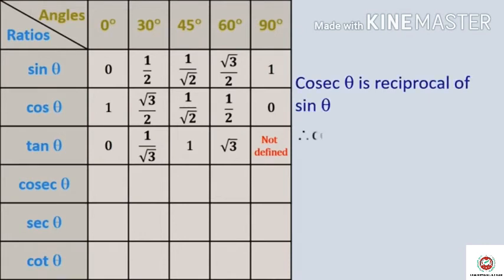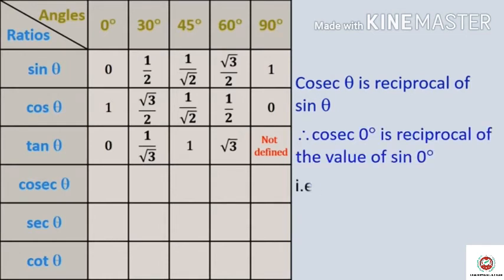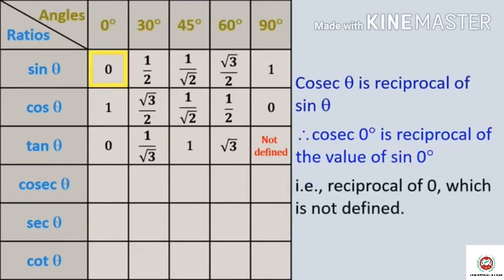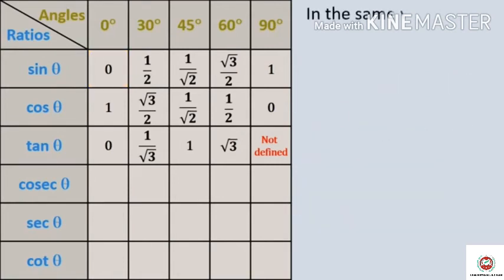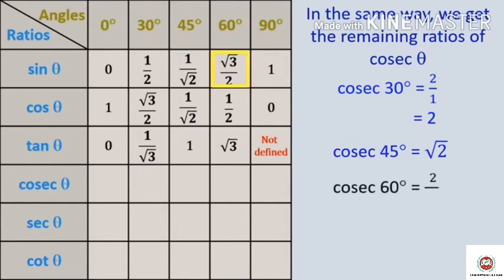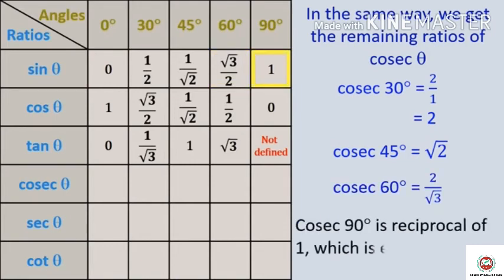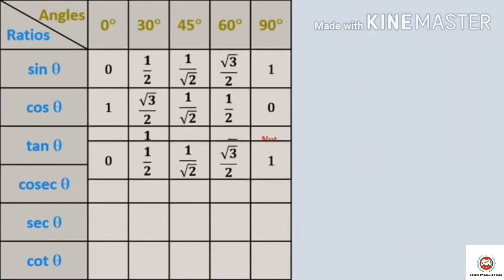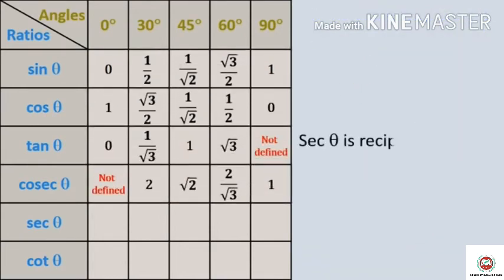And cosec theta is the reciprocal of sin theta. So cosec 0 degree is the reciprocal of the value of sin 0 degree, that is the reciprocal of 0, which is not defined. So cosec 0 is not defined. In the same order we get the remaining ratios of cosec theta: cosec 30 equals 2 by 1, cosec 45 degree equals the reciprocal of 1 by root 2, that is root 2, cosec 60 degree equals 2 by root 3, cosec 90 degree equals the reciprocal of sin 90, that is 1. So in this way we obtain the values of cosec.